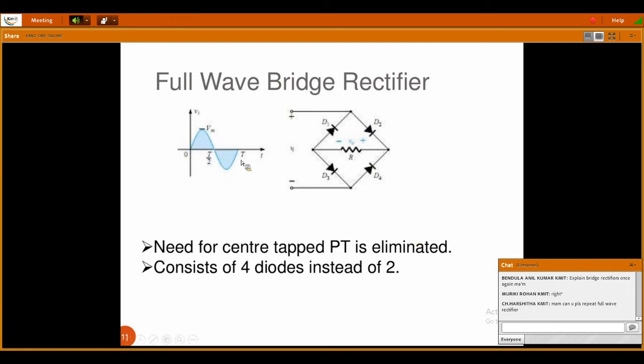See, for the input sinusoidal signal, we are considering it on a time period basis. The complete period of this cycle is taken as 0 to T, and the positive half cycle is taken as 0 to T by 2, and the negative half cycle is taken as T by 2 to T. So there are 4 diodes. The upper diodes are termed D1, D2, and the lower diodes are termed D3 and D4. Now we will see the operation of a bridge rectifier.